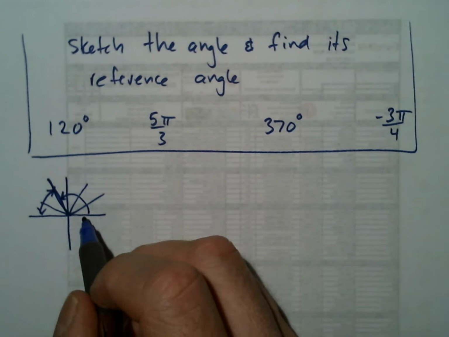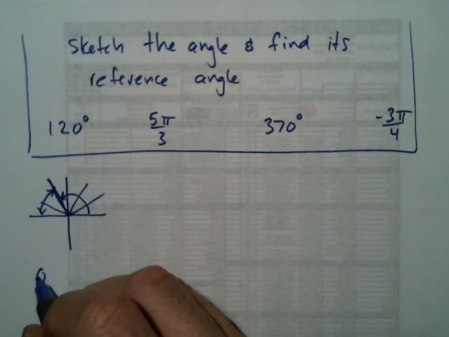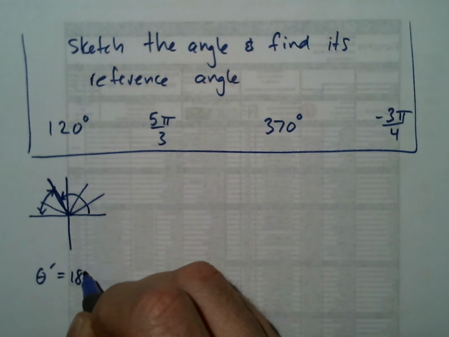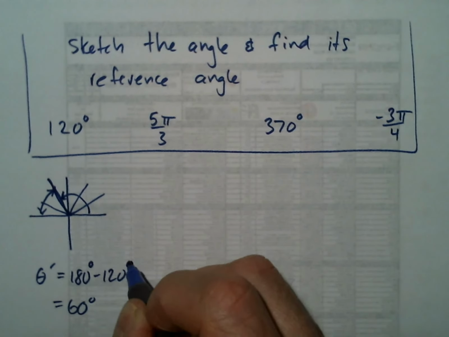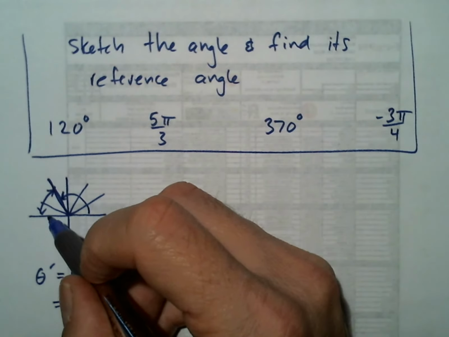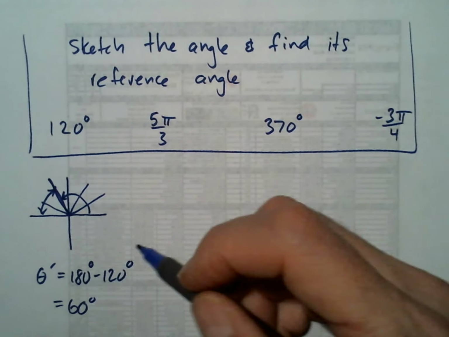So in this case, if we went all the way over, it would be 180. So the reference angle would be 180 minus 120, and that's 60. If you draw this picture, you can also just count. 30 plus 30 is 60.